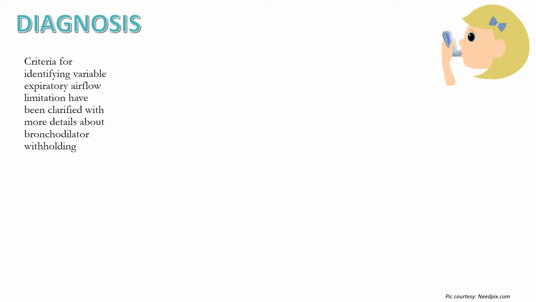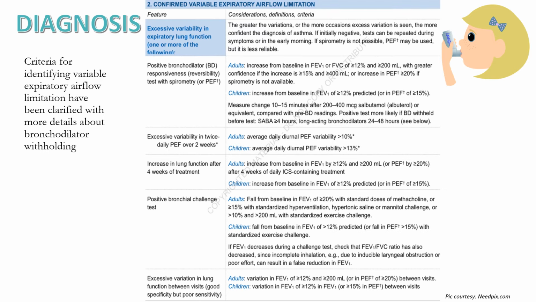The criteria for identifying variable expiratory airflow limitation have been clarified with more details about bronchodilator withholding. What does this mean? We know that asthma has a variable expiratory airflow limitation because it responds to bronchodilators also. So the following are the criteria by which we can assess the variable expiratory airflow limitation. First is the positive bronchodilator responsiveness. Next is excessive variability in twice daily peak expiratory flow rate monitoring over 2 weeks. Third is increase in lung function after 4 weeks of treatment. Fourth is a positive bronchial challenge test, and fifth is excessive variation in lung function between visits to the hospital.